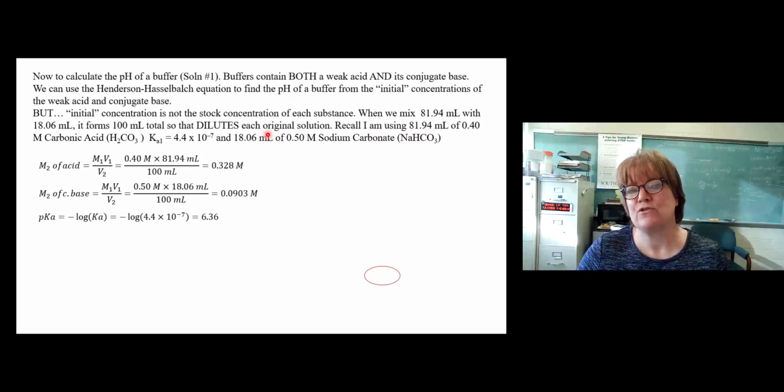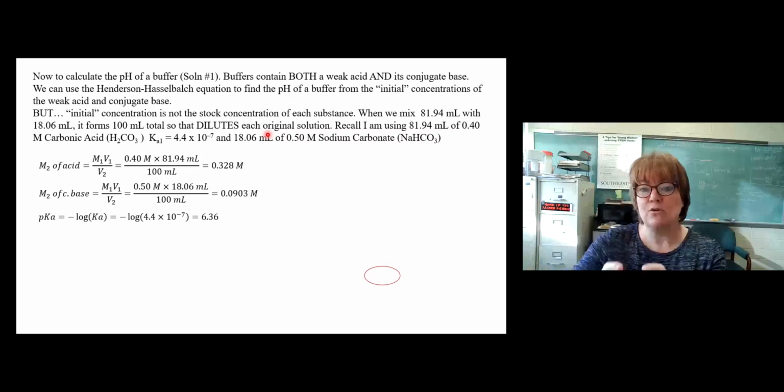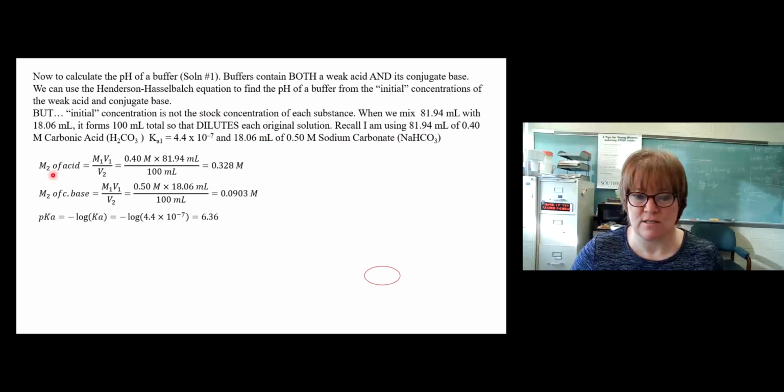So I have to first calculate what is the diluted concentration, and then I can use the Henderson-Hasselbalch equation. So let's first do the dilution. It's just M1V1 over V2. My 100 milliliters, I added the 81.94 and the 18.06.